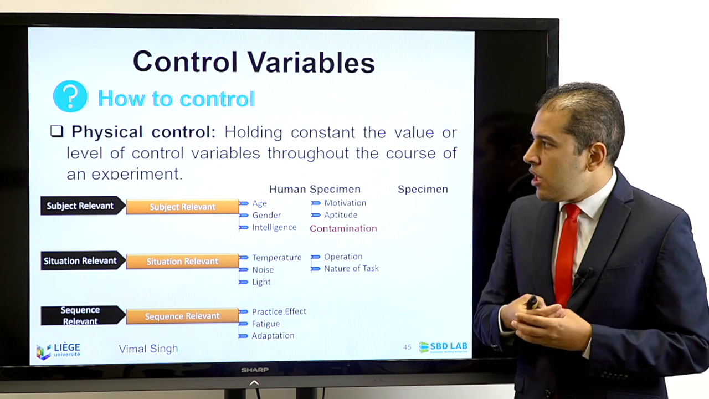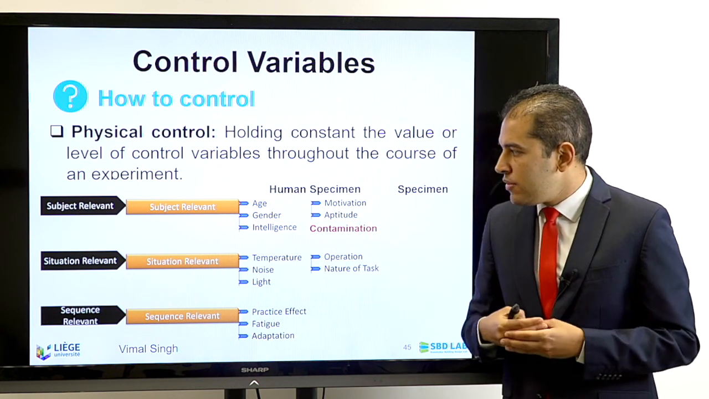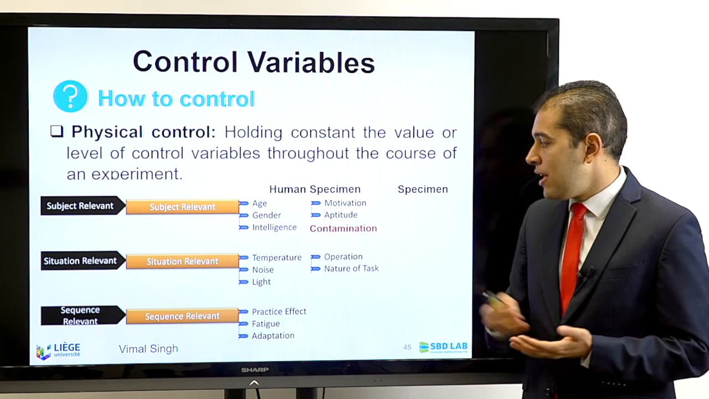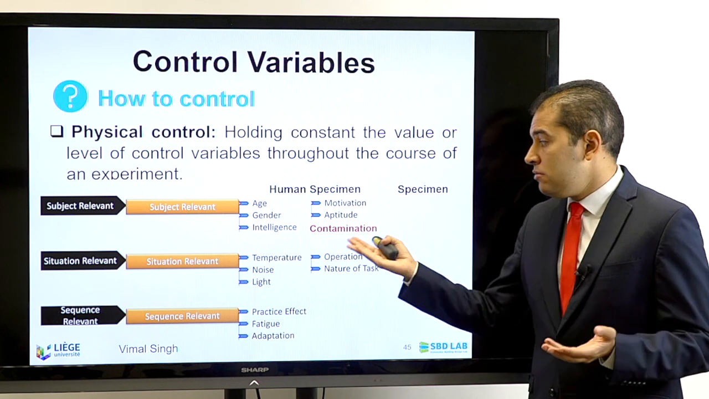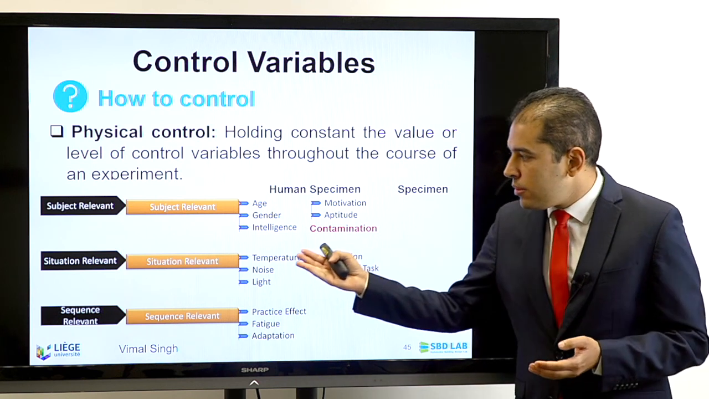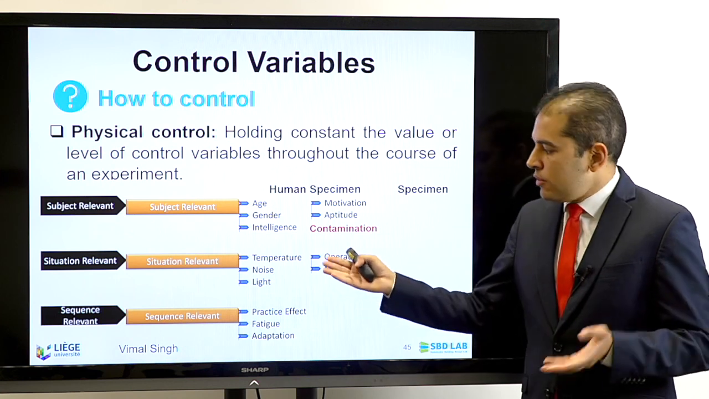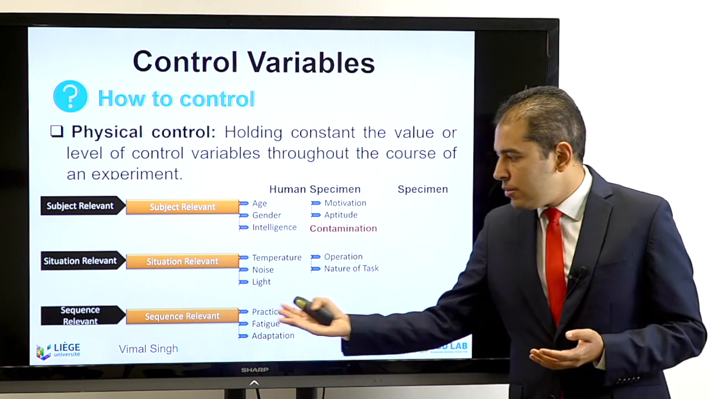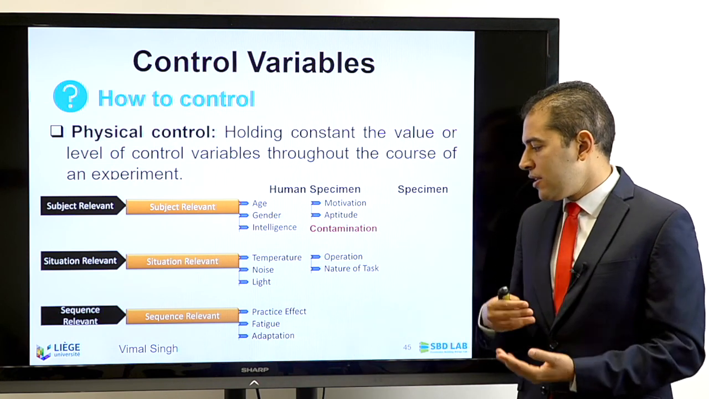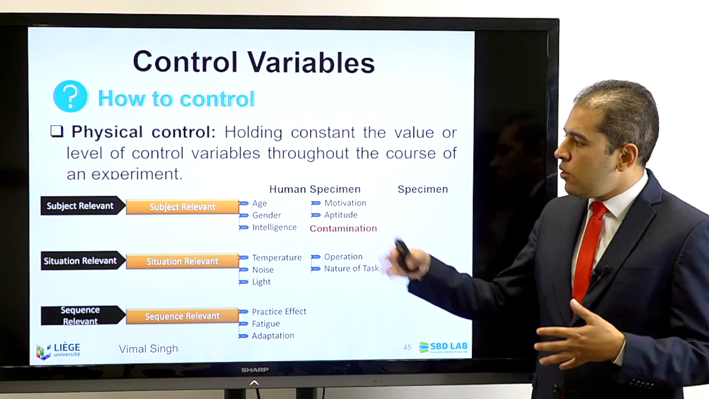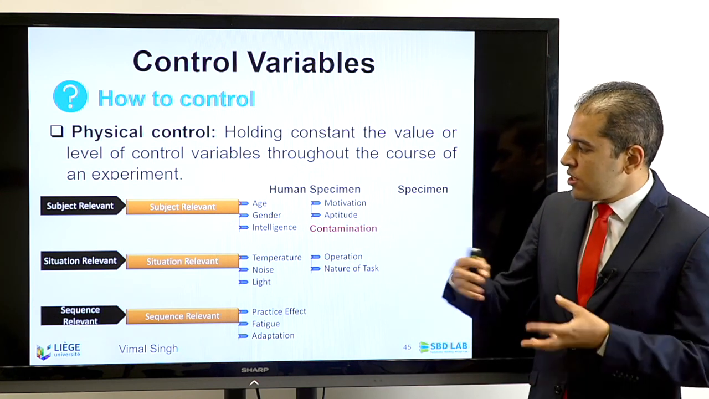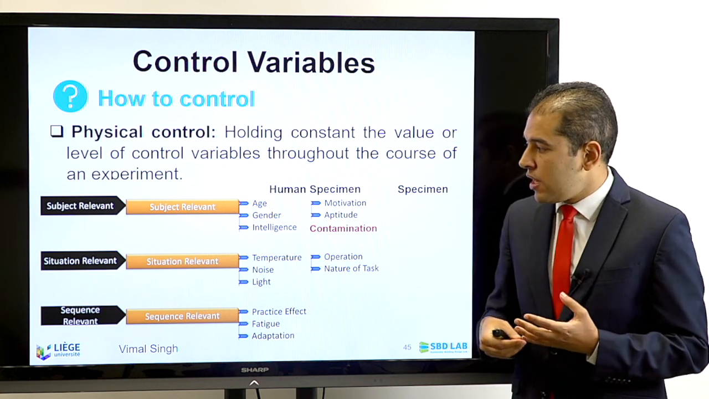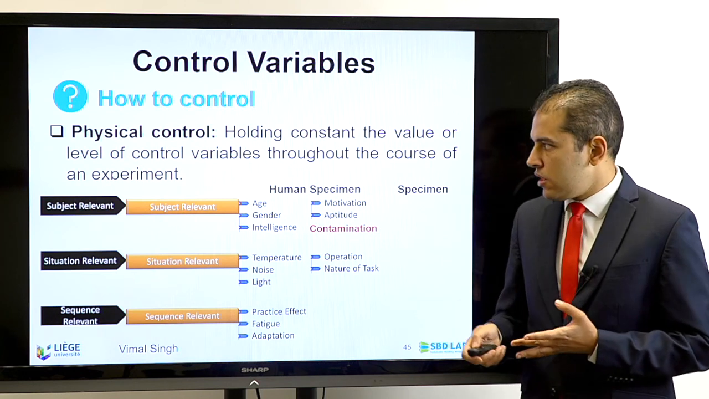When we talk about physical control, we talk about subject relevant factors, for example, if it's a human specimen, it can be age in general, intelligence, motivation, aptitude, and maybe the level of contamination. If we are talking about situation relevant factors, then we're talking, for example, about temperature, noise, light, operation, nature of the task. And if we are talking about sequence relevance, we are talking about a practice effect, a fatigue effect, or adaptation. These are all examples of different control strategies for different situations, whether they are subject relevant, situation relevant or sequence relevant.